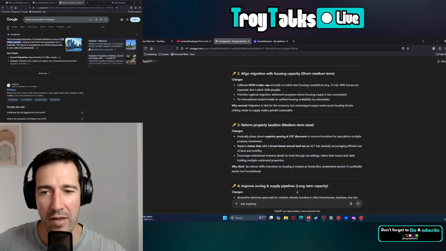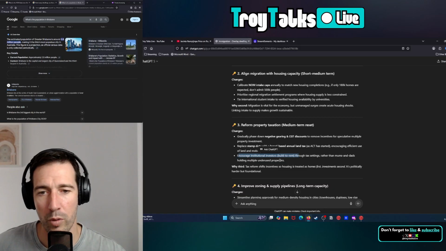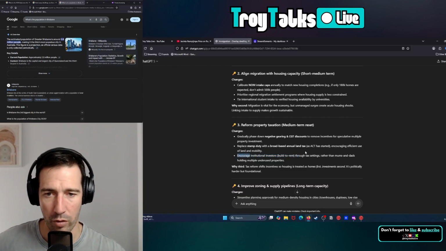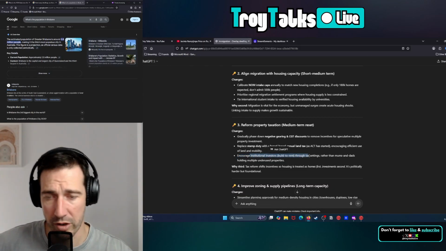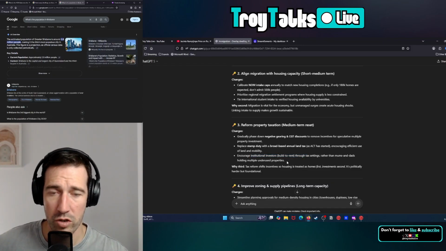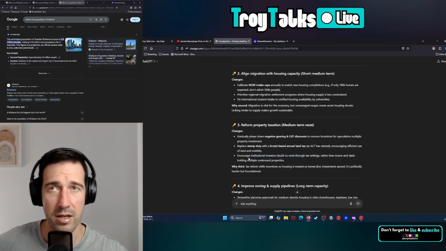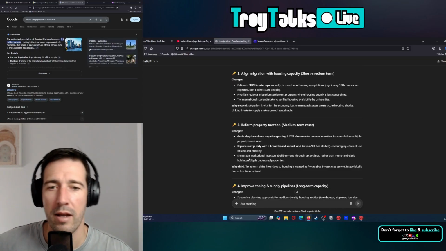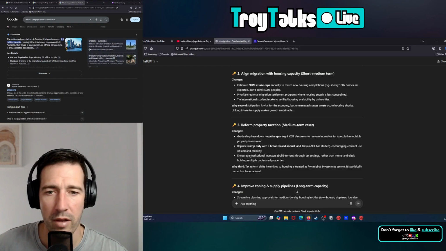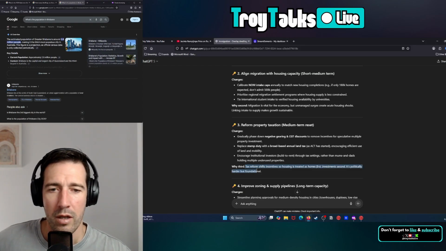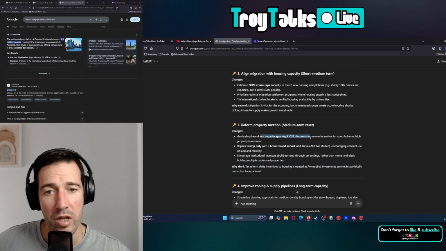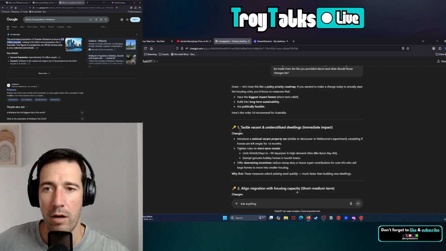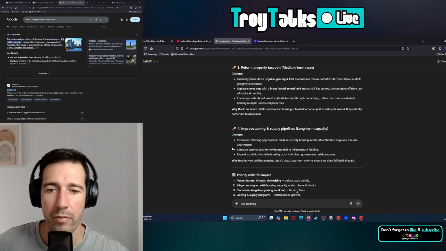And then encouraging institutional investors to build to rent. So that's where you're going to have your superannuation, your big super funds and all that sort of stuff investing in these build-to-rent investment properties, like apartments and townhouses and stuff like that too. I just thought this would have been up here with number one, but apparently not.